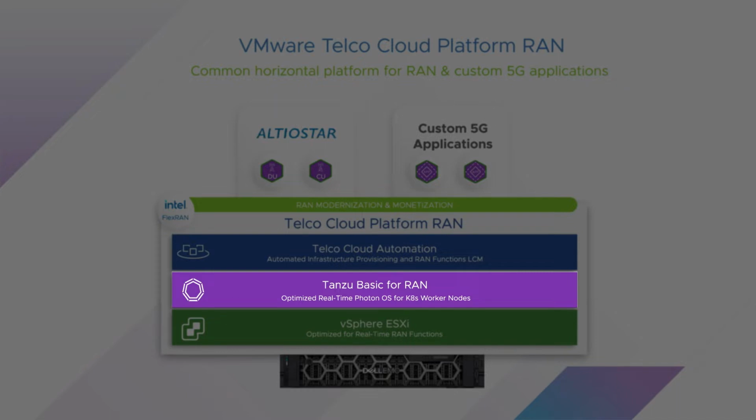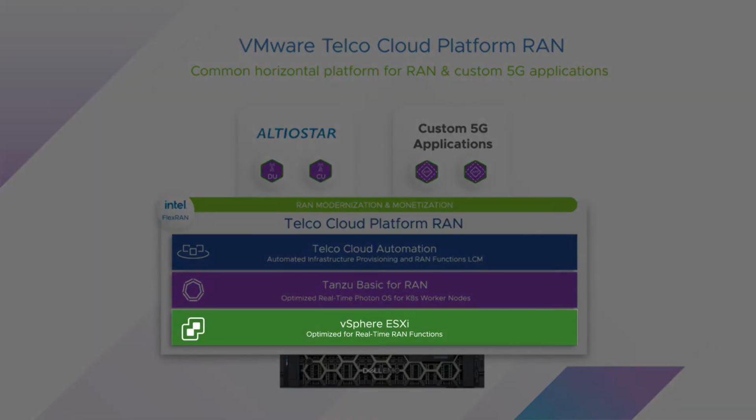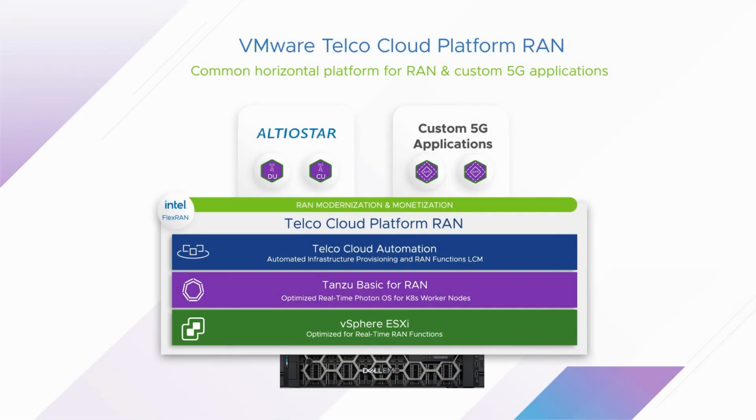Utilizing Kubernetes worker nodes, Tanzu allows vRAN functions to be containerized and deployed on RAN sites, while VMware's ESXi provides a flexible and future-proof hypervisor layer. As a result, service providers can modernize their RANs by virtualizing vRAN functions now and disaggregating them in the future.